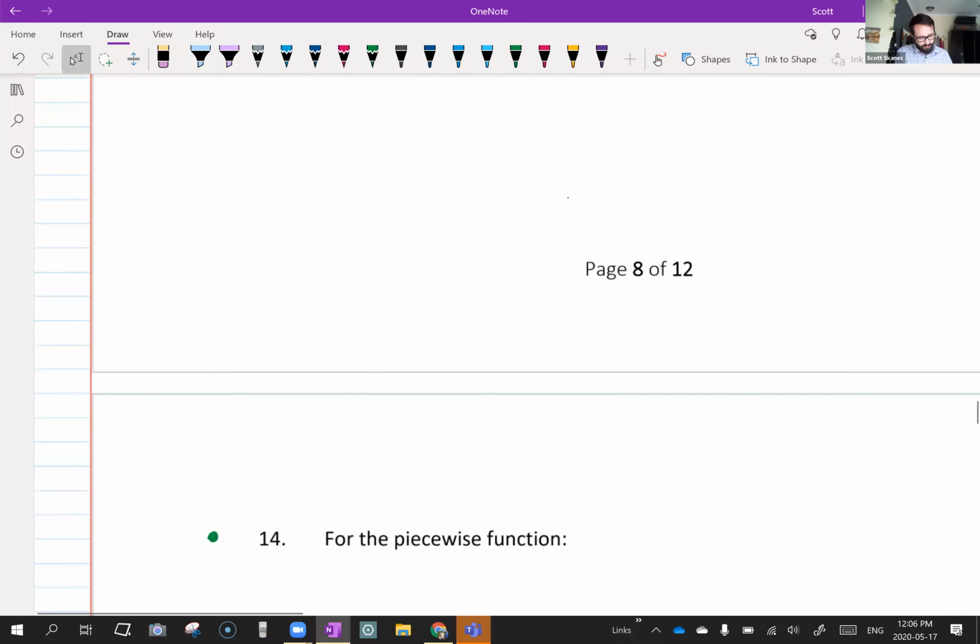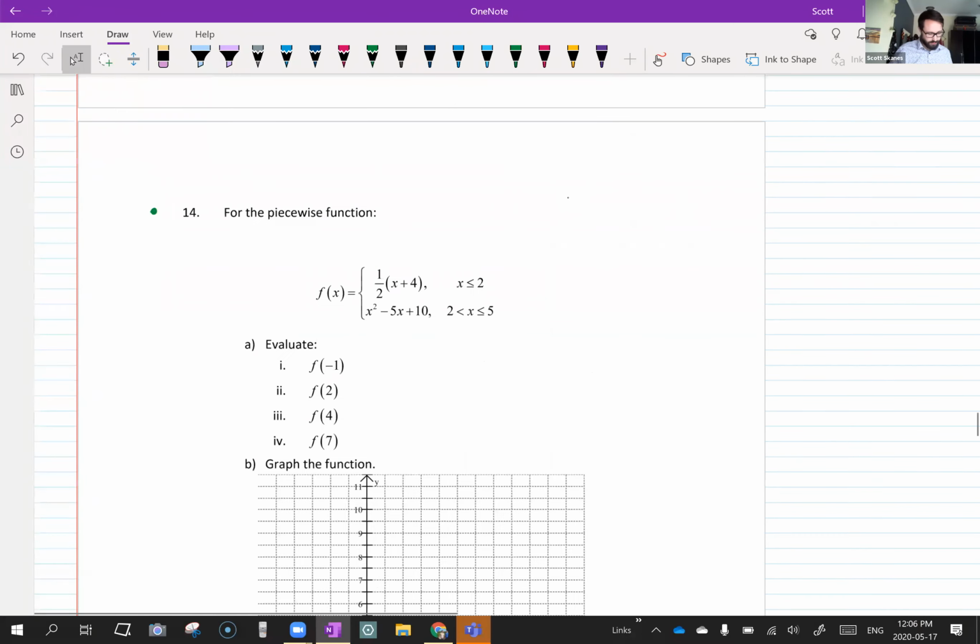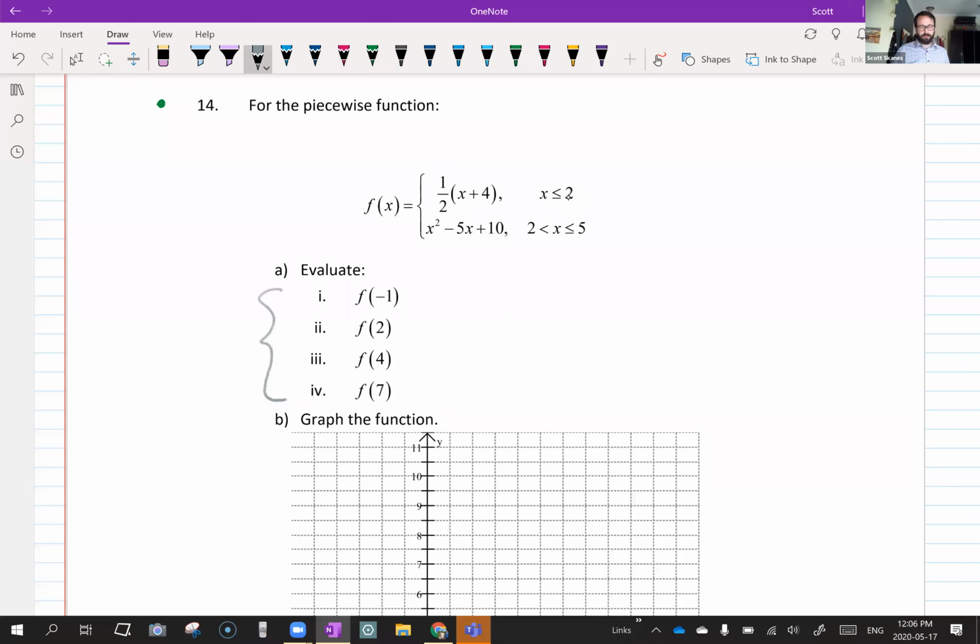Let's see what else I can find for you that I want to review. Aha, this will be a good question to review. For the piecewise function, let's evaluate these. All right, let's say we have the first function, let's call it function 1, and call this function 2. The first case, -1. Which function does that belong to? The first one or the second one? When x is -1, well, that's less than 2. So it must be the first one that we would use.